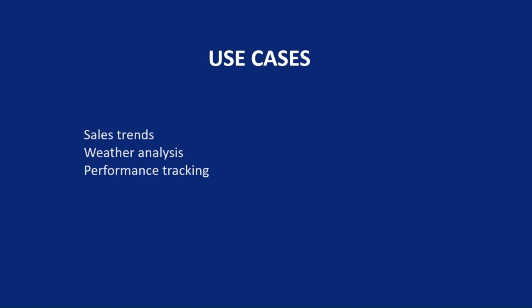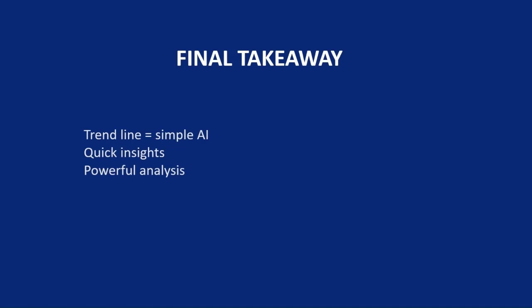Where can you use this? Sales trends over time, weather analysis, performance tracking. Anywhere you want to understand direction and relationships. So here's the key takeaway. Best fit line equals simple but powerful AI. It helps you understand trends quickly and makes your visuals more insightful. It's one of the easiest ways to upgrade your analysis.